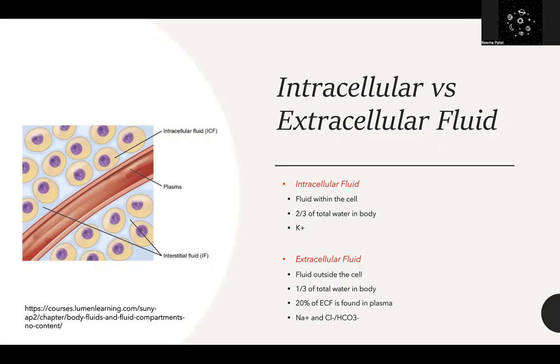Extracellular fluid is the fluid outside of the cell. It makes up one-third of our total water in the body. It is 20% found in the plasma, and the major cation is sodium, and the major anions are chloride and bicarbonate.